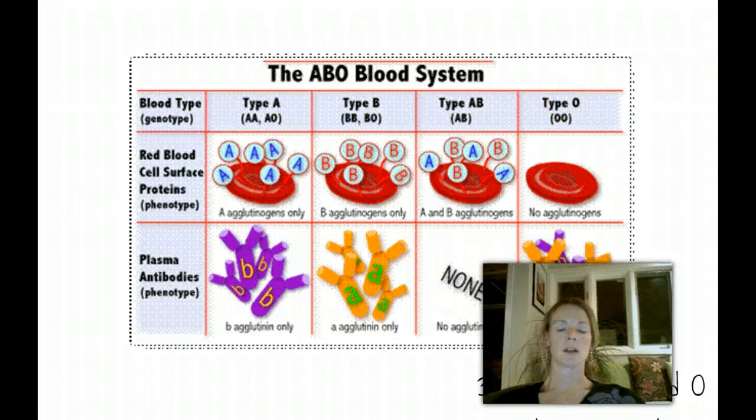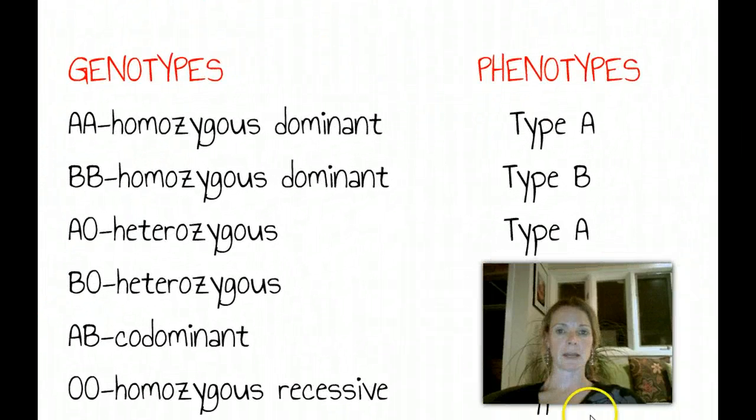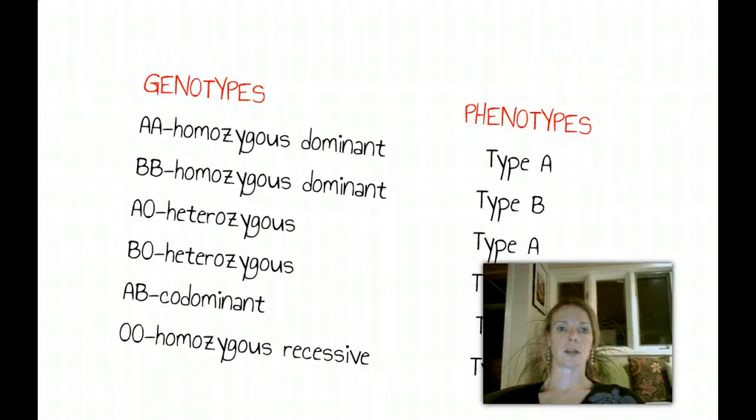Okay, so enough of that. I probably went into that way too much. So here are some of the genotypes and the phenotypes. So you can have AA, which is homozygous dominant. You're going to have type A blood. BB, homozygous dominant again, type B blood. AO, heterozygous, type A. BO, heterozygous, type B. AB, which is codominant, so that's going to give you type AB blood. And then OO, homozygous recessive, gives you type O. Just another way to look at it, okay? So there's multiple alleles for you.